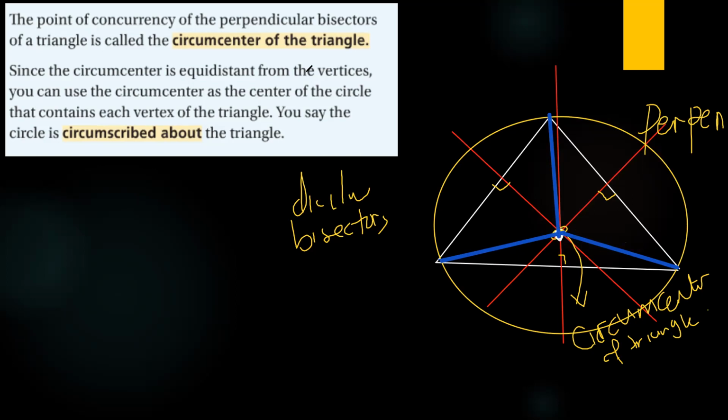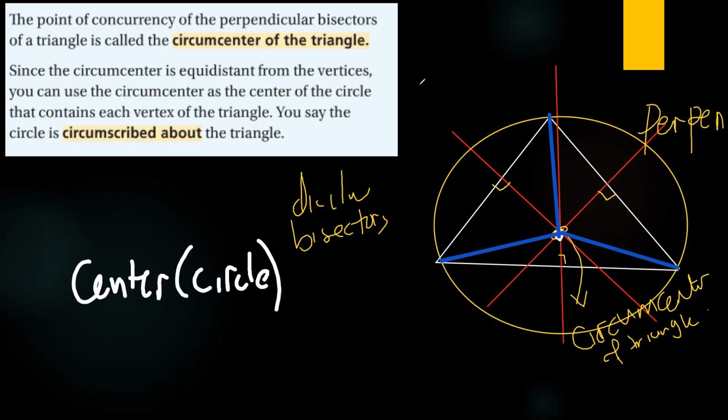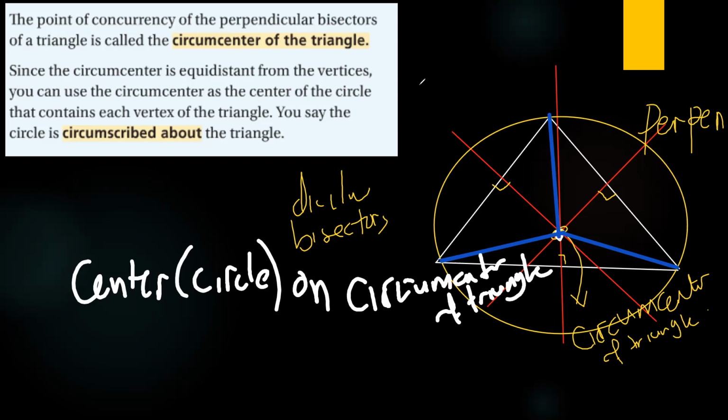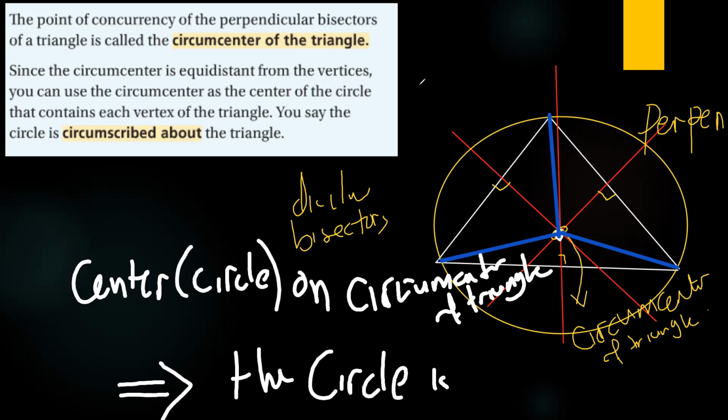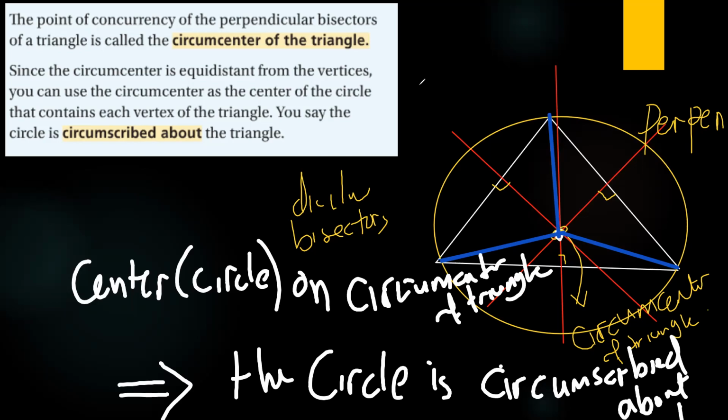So if the center of a circle is on the circumcenter of a triangle, we will say that the circle is circumscribed about the triangle. Is it clear?